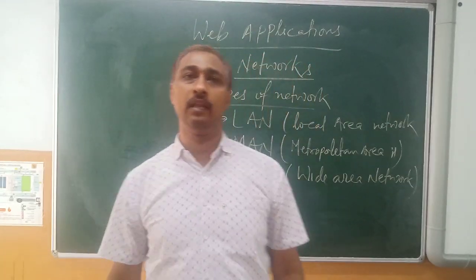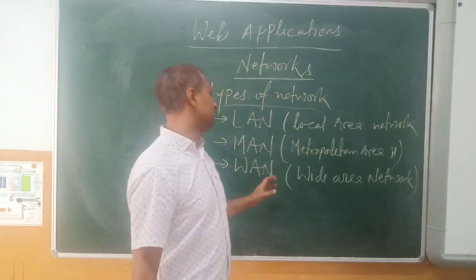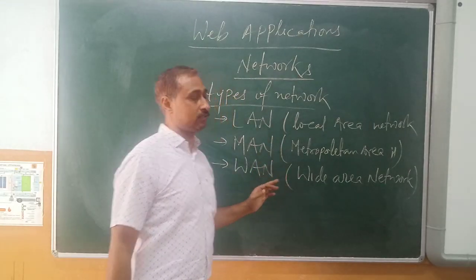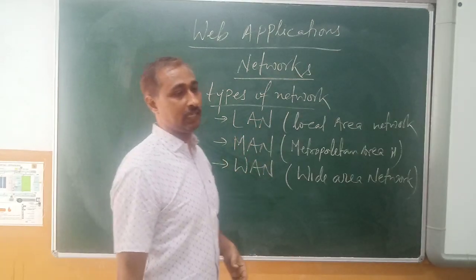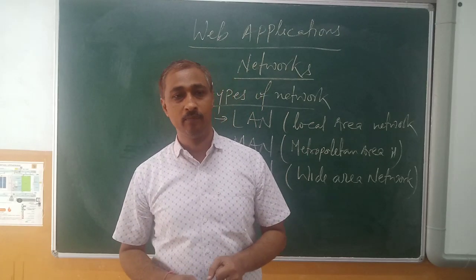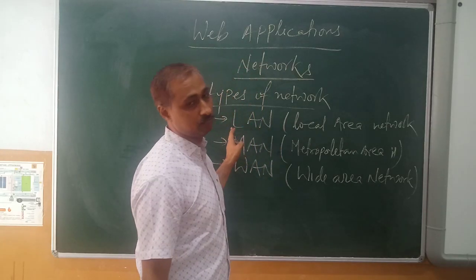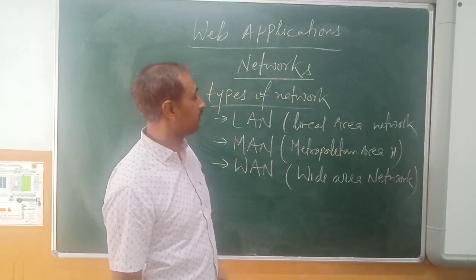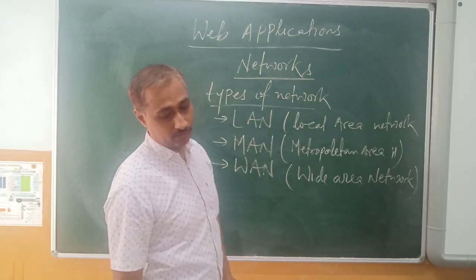According to the geographical area of the network, size of the network, and the devices used in the network, that is divided into 3 categories. The smallest network is known as LAN, local area network. It exists inside a particular building or a room, and the area of LAN is from 10 meters to 10 kilometers. The area of LAN is 10 meters to 10 kilometers.